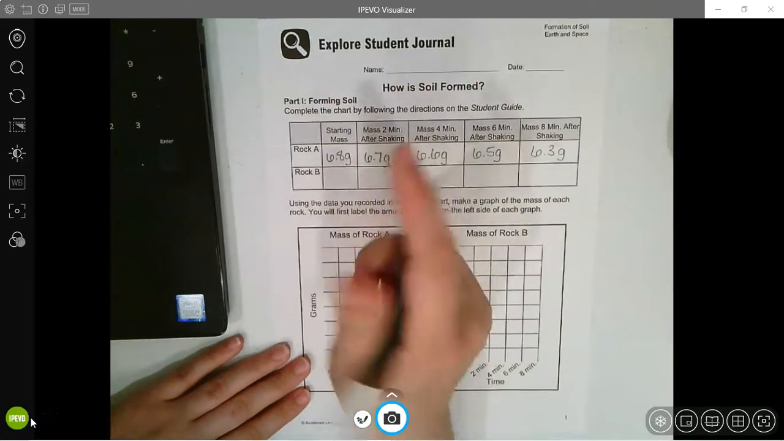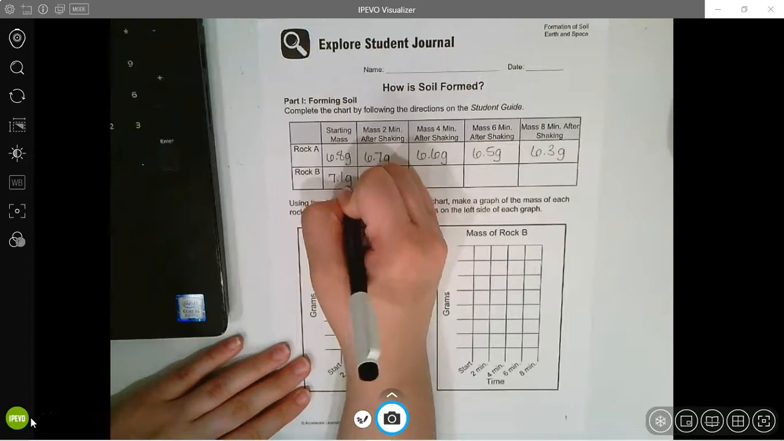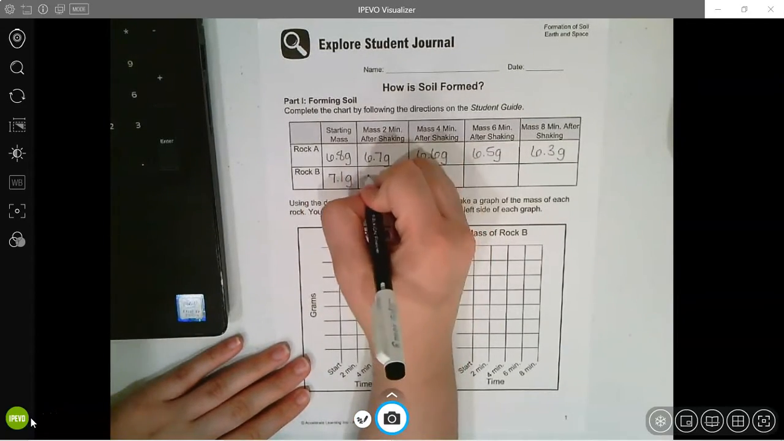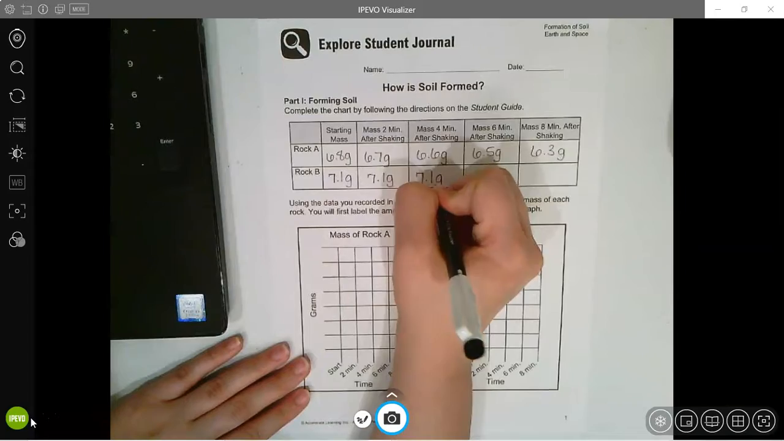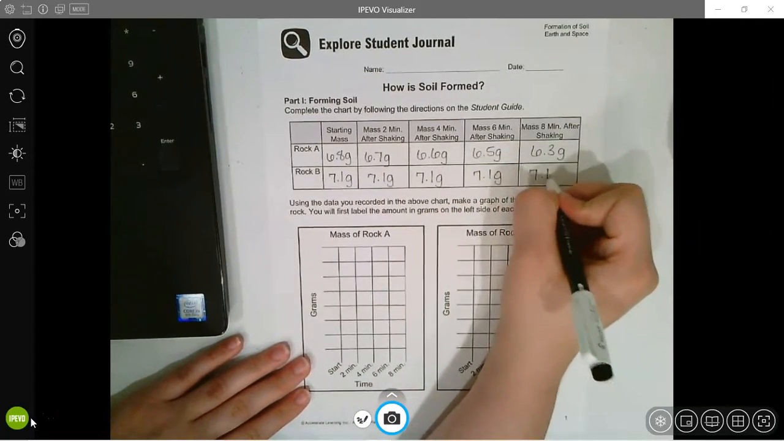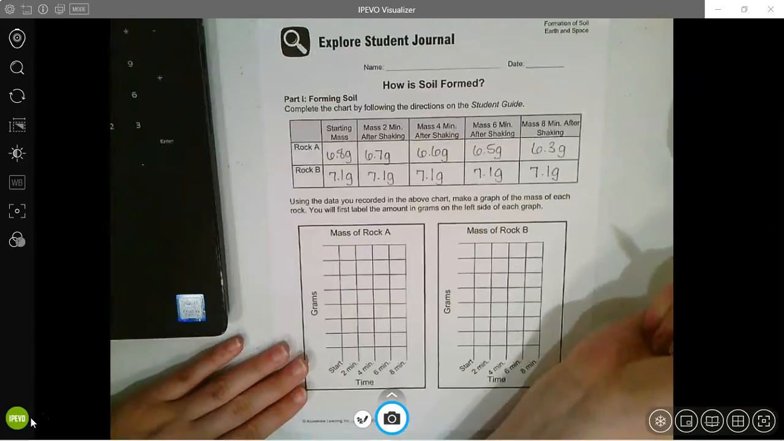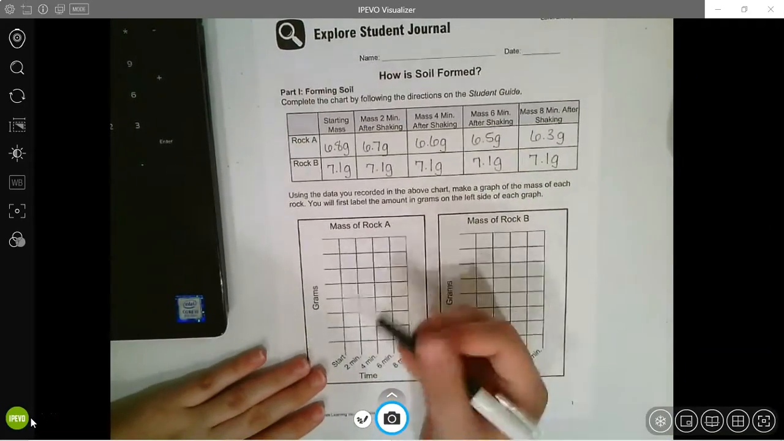And then rock B started at 7.1 grams. And over time, guys, after shaking, it didn't really change. So it stayed at 7.1 grams the whole time. So now we're going to graph our data. And if you notice, we need to put the grams out to the side.